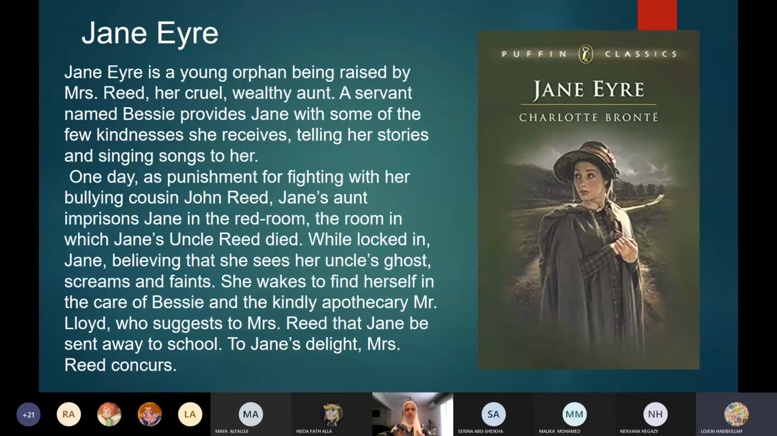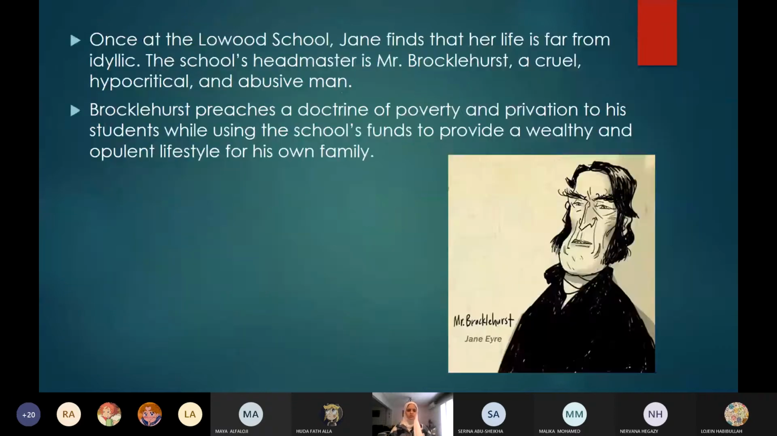Yes, so Jane Eyre was an orphan, no father, no mother, and she has been raised by her uncle's wife. And then one day a problem happened with her. She locked her in a basement, and then after she woke up, someone suggested to Mrs. Reed to take Jane Eyre and put her in a school to get rid of her problems and her troubles. Okay? Thank you, Lujain. Nancy, read, please.